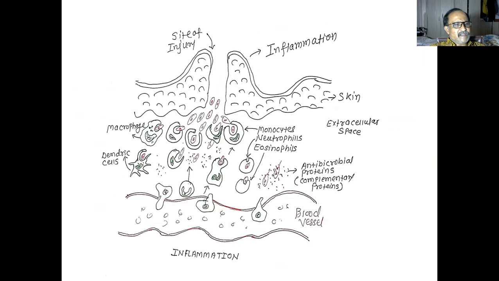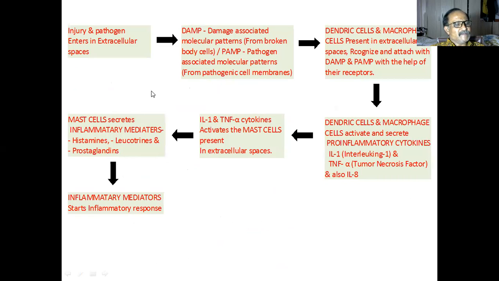Now see how to study this inflammation. Okay, see these are the inflammation in tabulated form. First, injury and pathogen enters in the extracellular spaces. First event. Then, nextly, DAMP, damage associated molecular pattern from broken body cells, and PAMP means pathogenic molecules which are present on their cell membranes. These molecules are recognized by the dendritic cells and macrophage cells, with the help of their receptors.